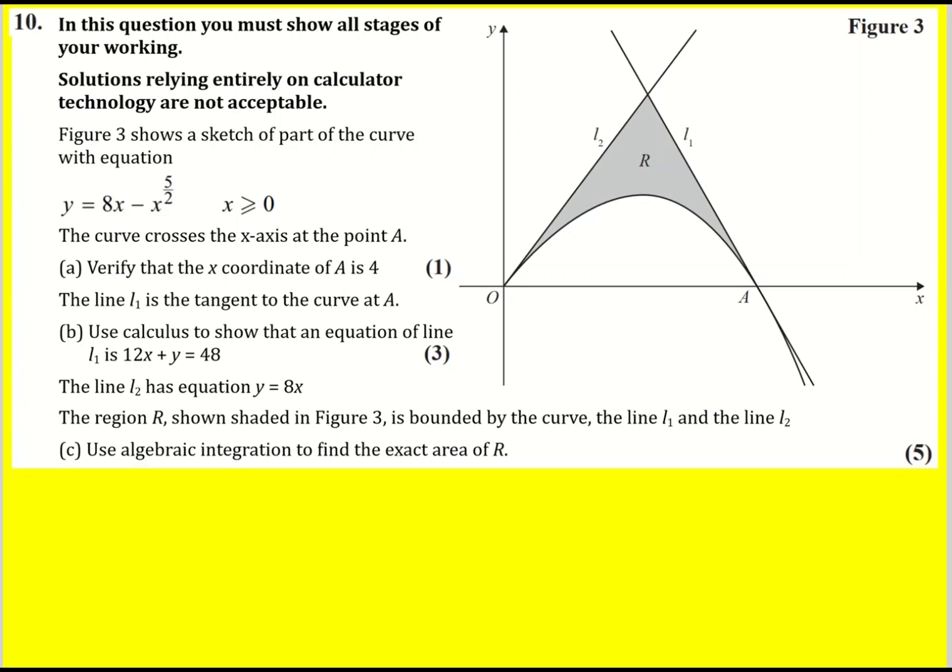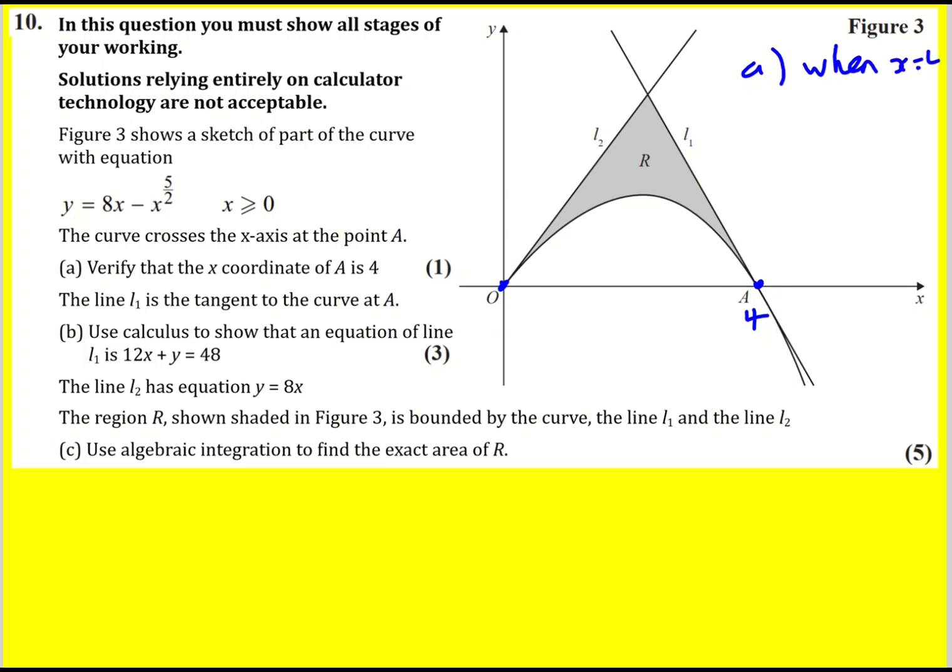The figure shows a sketch of part of a curve with this equation. So that is this part here. And then we've got a couple of tangents. One when x is equal to 0 and one when x is equal to whatever that value is there. And in part A, actually, we're being asked to show that it's 4. So for A, I'm going to sub in 4.